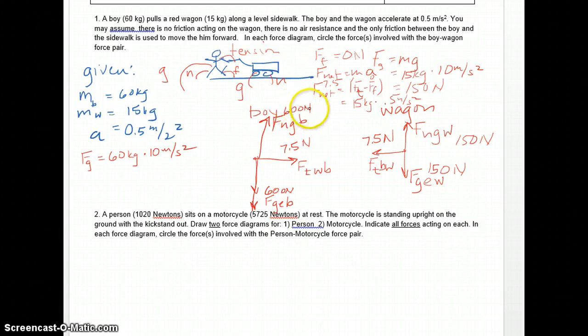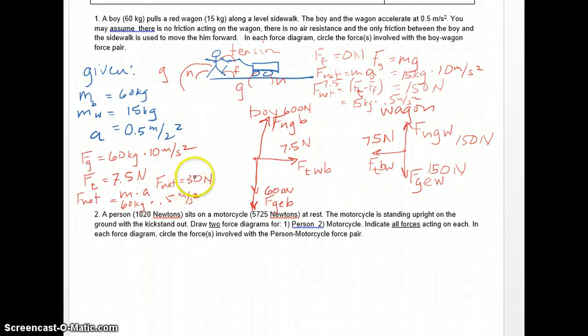Now, we do know that there is a frictional force. So what is that frictional force? Well, I know my tension force is 7.5 newtons. All right? And I can calculate my net force being m times a. And I know that in this case, my mass is 60 kilograms, and 0.5 is what I have for meters per second squared. And if I do my calculation, that means I have a net force of 30 newtons.